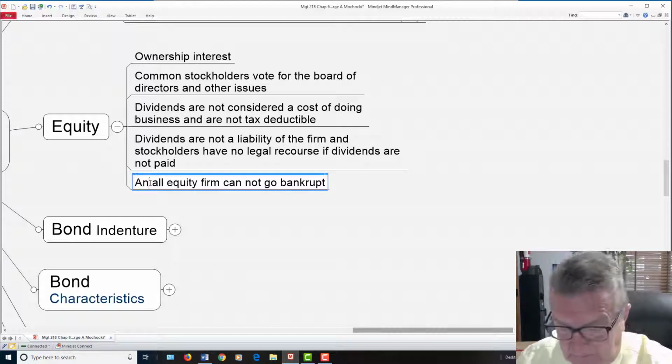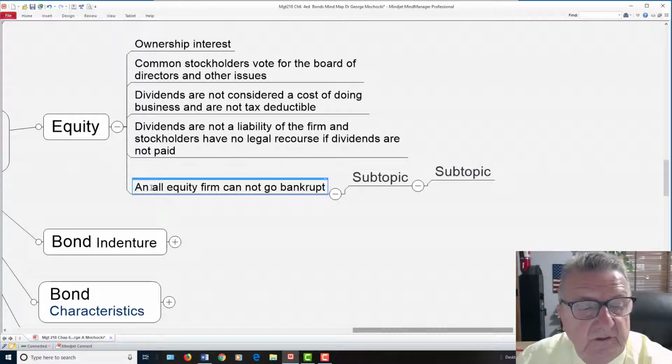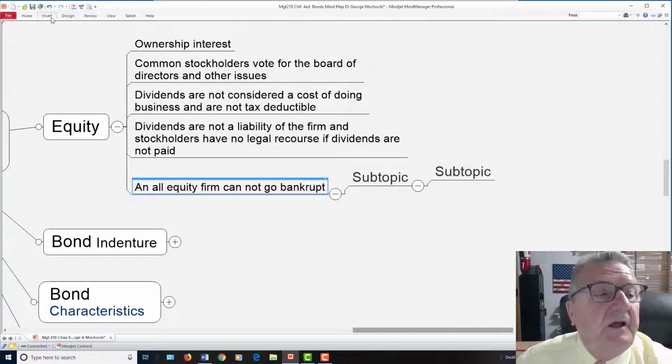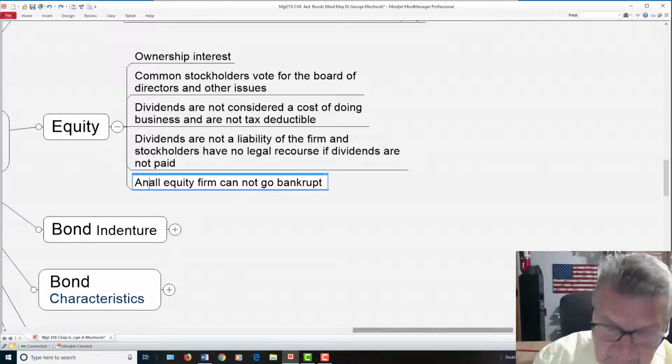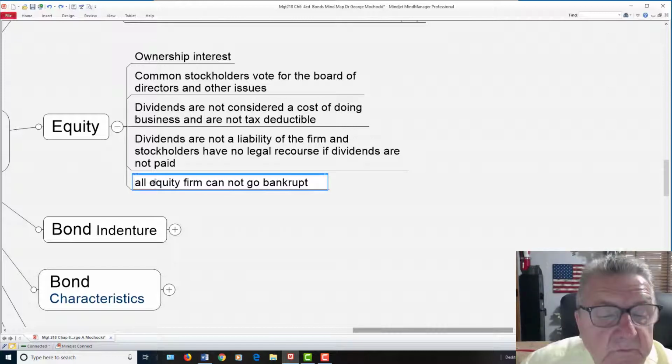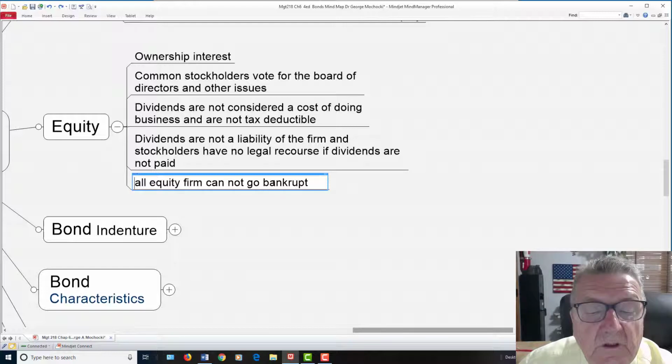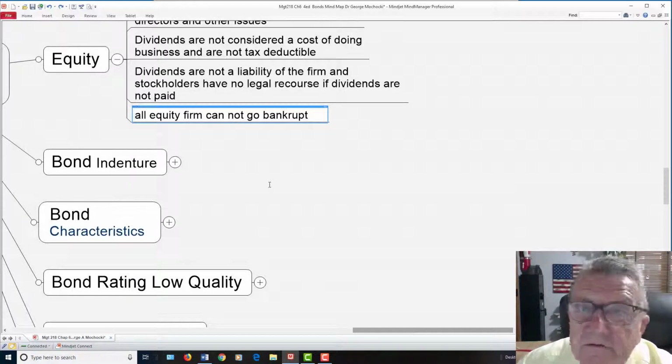Let me just get rid of this. Doesn't sound right. Sorry, let me go back. Remember, I'm live. All equity firms cannot go bankrupt. Okay, remember the terms and conditions.